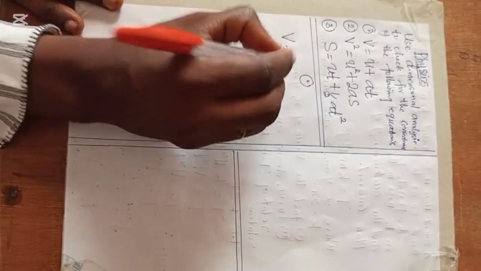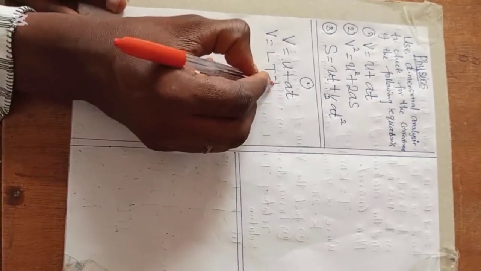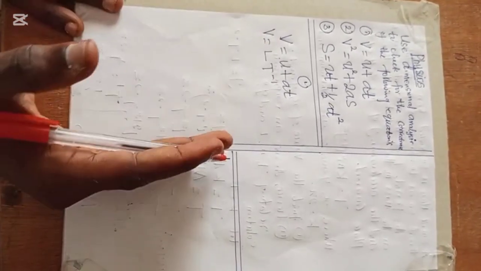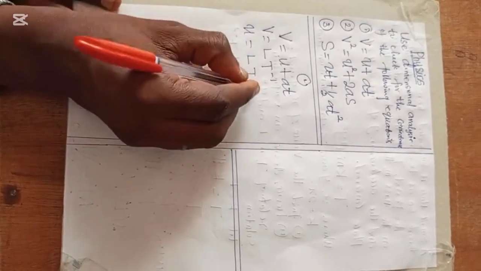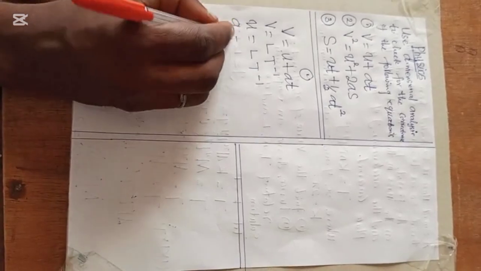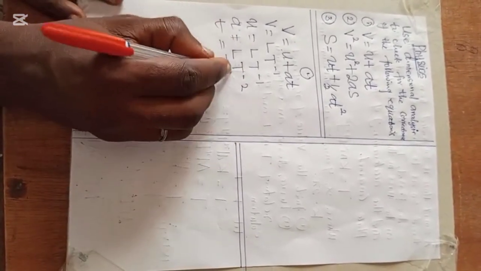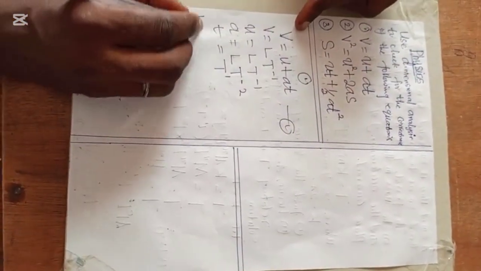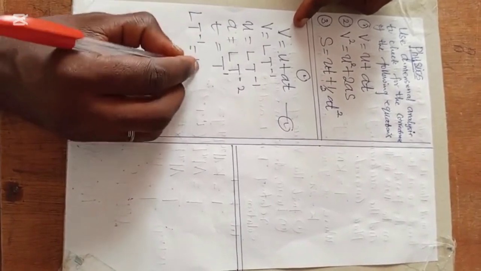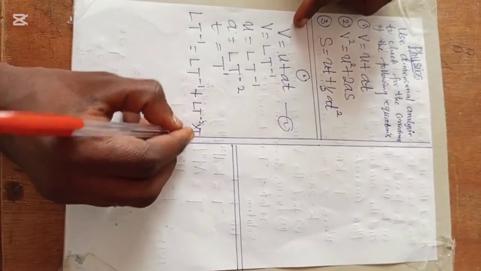We have V equals U plus AT, and we know the dimension for velocity V is LT minus 1 from my previous video. Whether it is initial velocity or final velocity is still the same thing, so U is LT minus 1. The acceleration A is LT minus 2, while the time T is T raised to power 1. So let me input it into this equation: LT minus 1 equals LT minus 1 plus LT minus 2 times T raised to power 1.